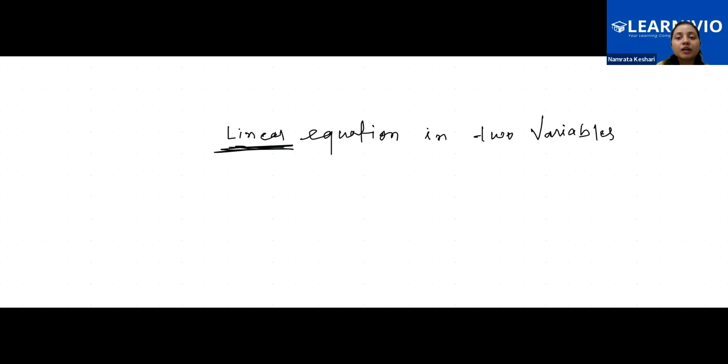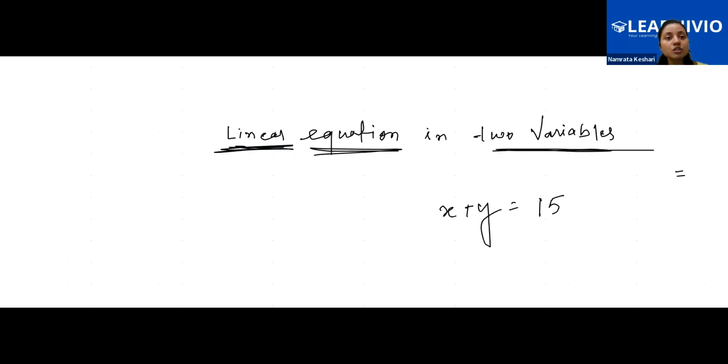Okay, but here two different variables will be there, x and y, or maybe y and z, or maybe z and t, any two different variables. And equations, yeah, here we will be talking about equation in mathematics. Whenever you see this terminology equation, that means there will be an equality sign. Okay, so here we are going to discuss linear equation in two variable. For example, x plus y is equal to maybe 15. This is one of the examples of linear equation in two variable.